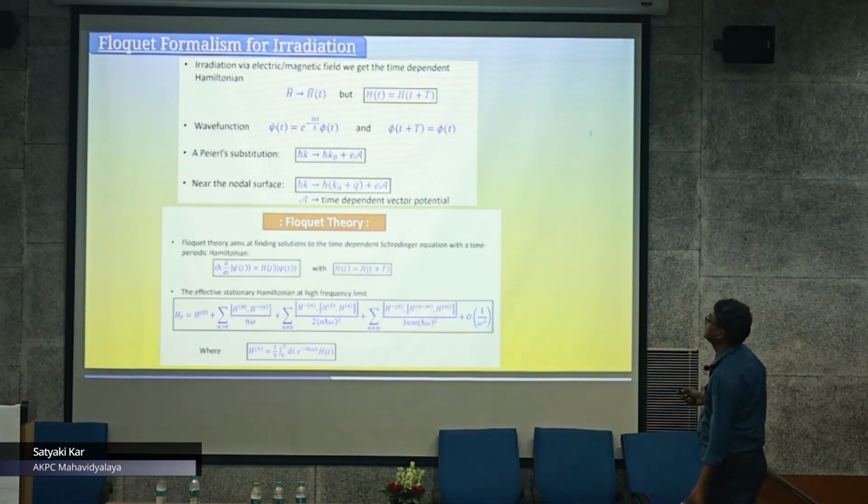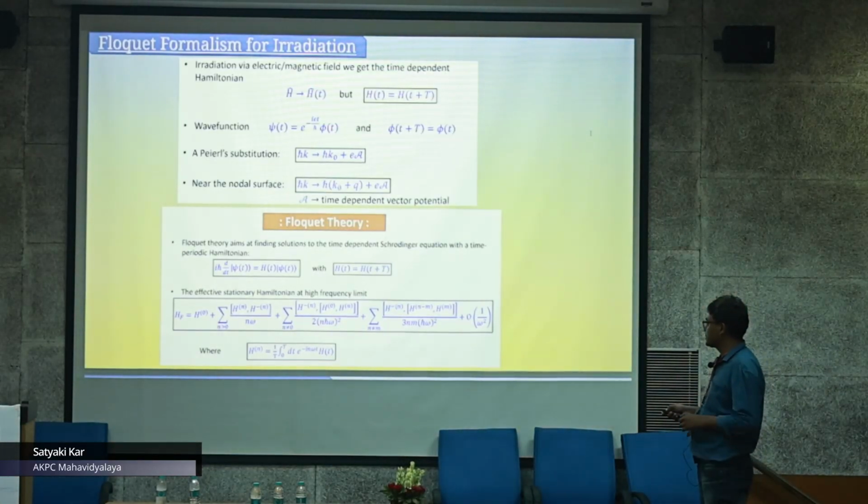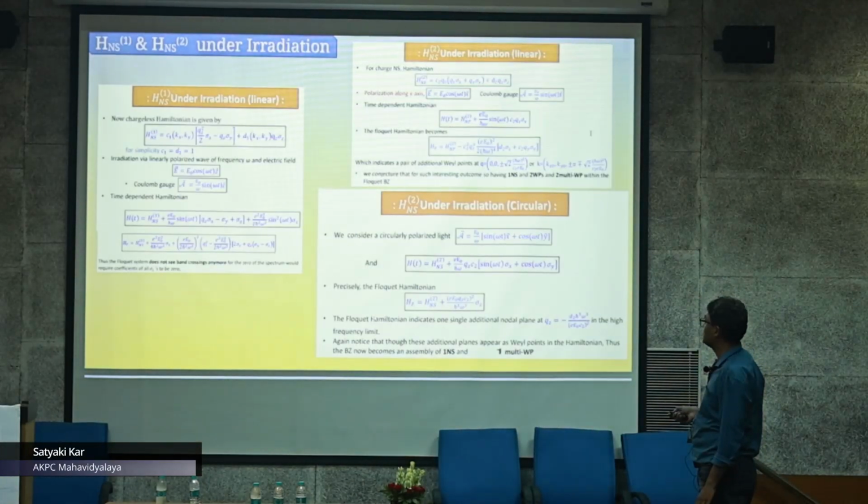Now in these systems we can study radiation, just by some time-dependent electric field or magnetic field. The usual Floquet theory we can use, and so H(t) becomes H(t+T). So this is the time periodic drive. For that, we can design a stationary Hamiltonian, just the way this is done, and we can study the stationary Hamiltonian in the high frequency limit. It's like a high frequency expansion, for the two Hamiltonians we just studied.